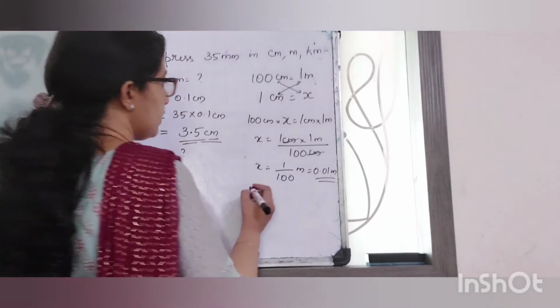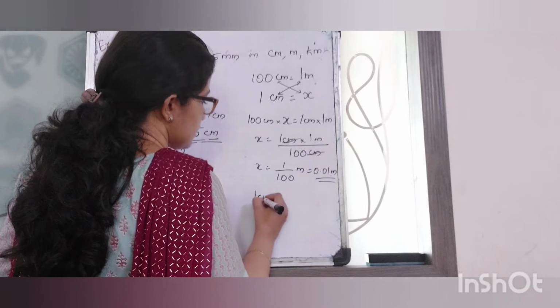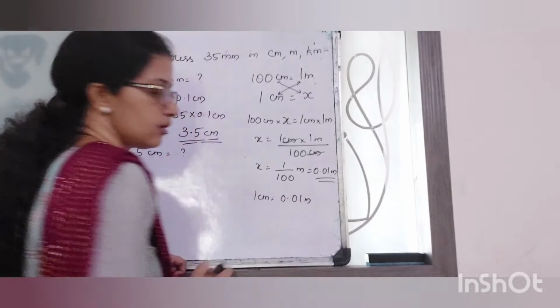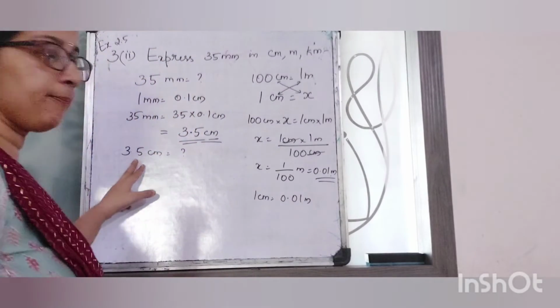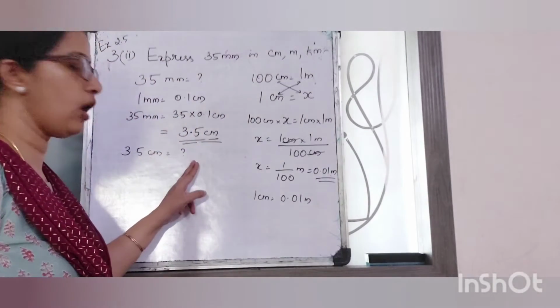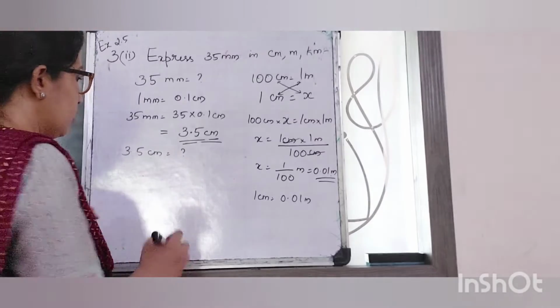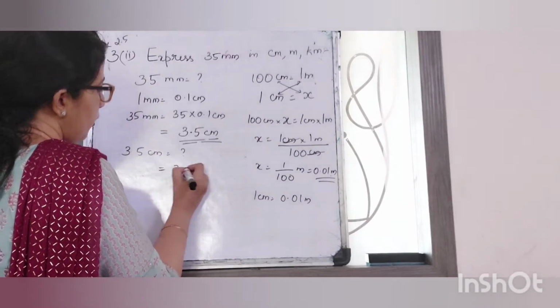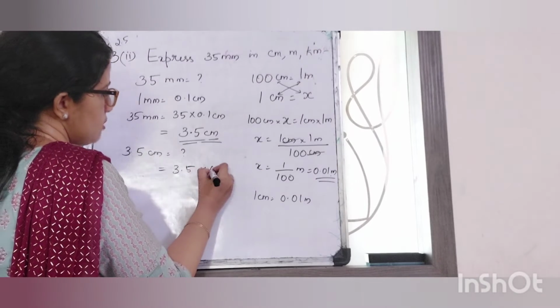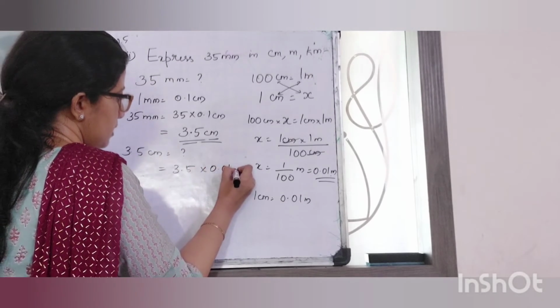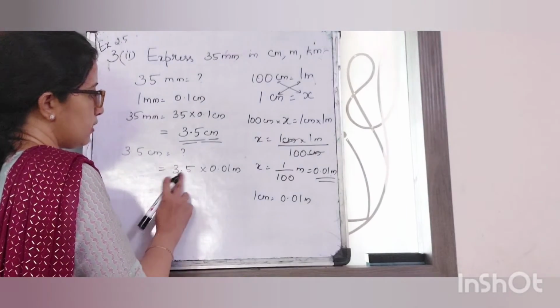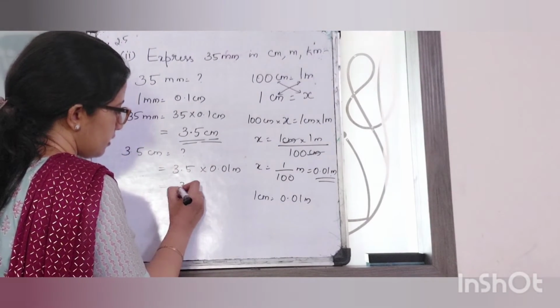So now we know that 1 centimeter is equal to 0.01 meter. Here what we have to find? 3.5 centimeter is equal to how much meter? So 3.5 centimeter is equal to 3.5 into 0.01 meter, which is equivalent to 35 into 1, which is 35.